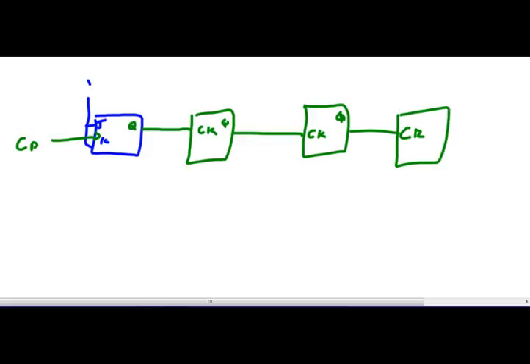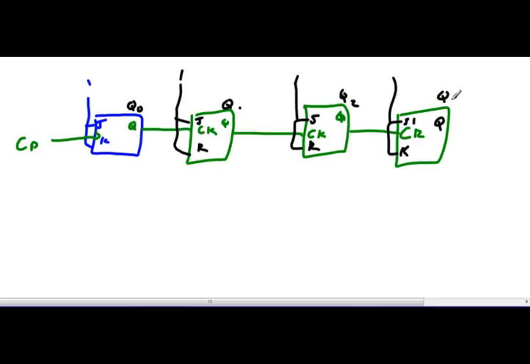And what am I going to do with J and K? J, K, J, K. Oh, I was stupid. Put the K there. And I'll make those all 1, 1, 1, 1. So now I'm going to toggle Q. So I've got Q0, Q1, Q2, Q3. And just for the sake of argument, I'm going to start at 0 for everything.